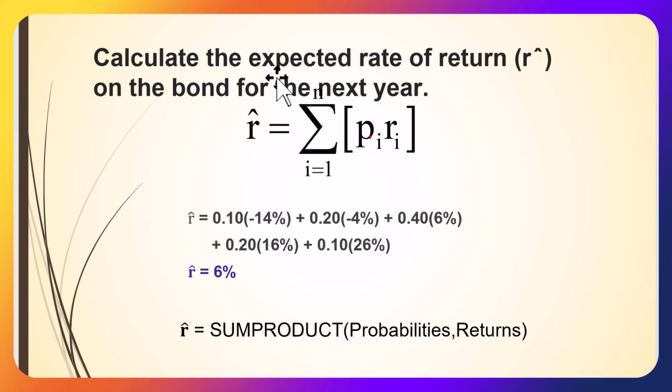So the return on an investment is a sum, sigma here representing sum, of the product of the probabilities and the returns. If you're using an Excel spreadsheet, if you had a column of probabilities and a column of returns, the formula is the sumproduct of those two data arrays. So again, expected return is the sumproduct of the probabilities and the returns.